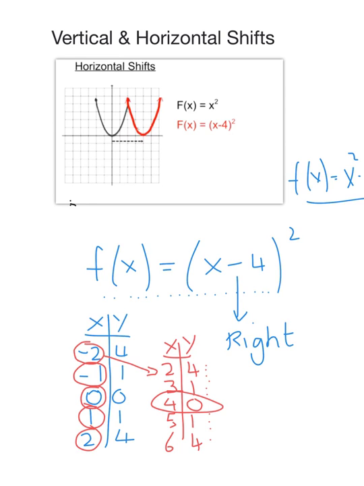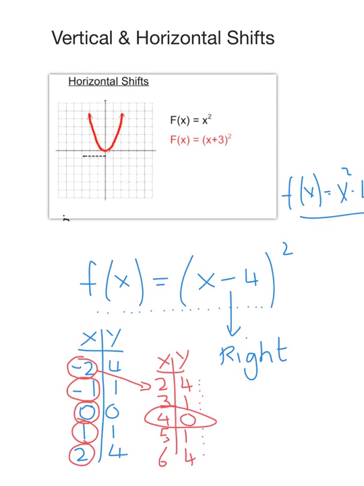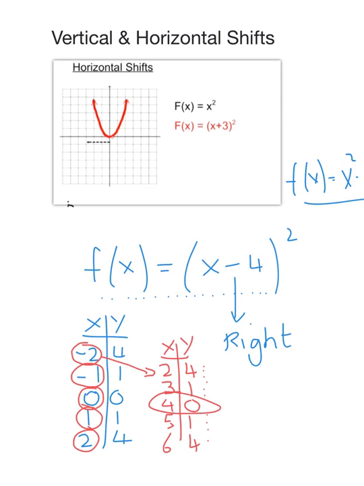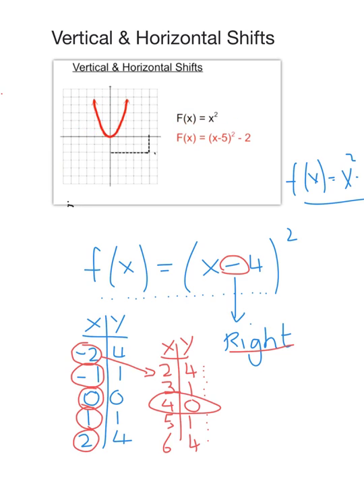And if we roll the graph on again, we get the next one, which is x plus 3. Now the plus sign here means we go to the left this side. So the minus sign here means we go to the right. If it's a plus sign, which in this case we're going to go to the left. And you can see 3 units to the left. The x values are 3 units to the left.